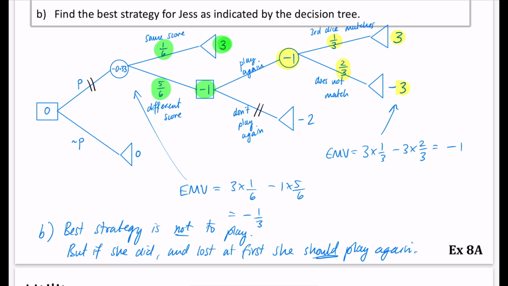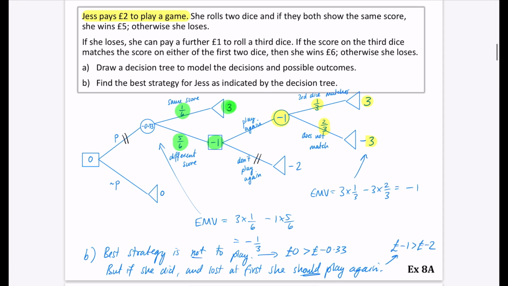And so I guess I should say why this is to be done. This is because £0 is better than minus 0.33. And the reason that she should choose to play again is because -1 is better than -2 in this case. So that's everything that you need to know for exercise 8A.